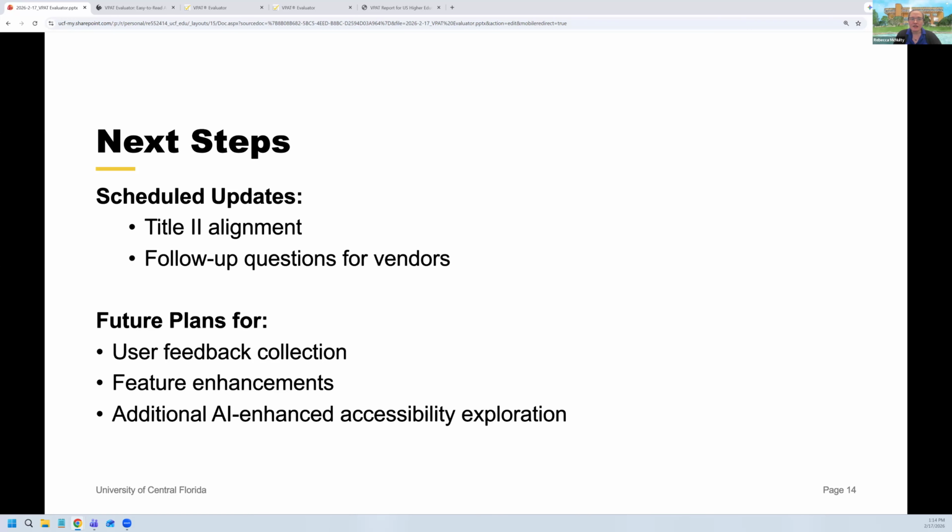Future plans, we're still collecting feedback. We're looking at what future enhancements are going to look like, and we're trying to see what other AI-enhanced accessibility exploration we could provide and what partners might exist and want to continue some of this work.